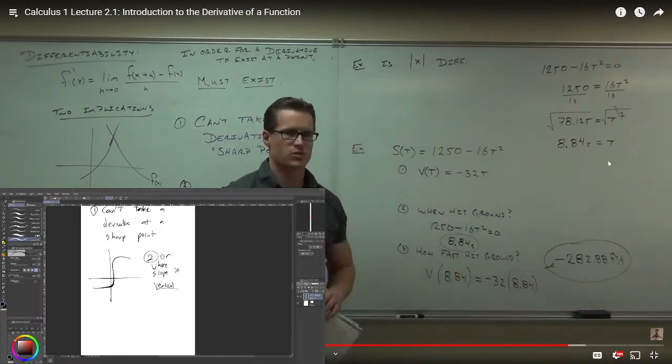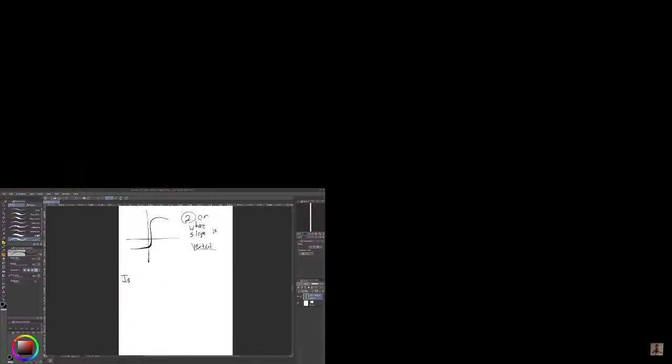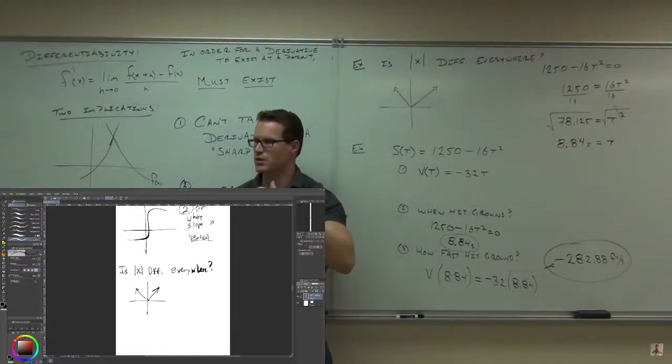Is absolute value of x differentiable everywhere? Sharp point. In fact, if you get the limits of the slope, you'd see this. The slope is -1. The slope is +1. As you get to this point, the slope is still -1. The slope is still +1, right? Is -1 equal to +1? Then the limit of the slope can't possibly exist. No, sorry, not differentiable. Not differentiable everywhere.